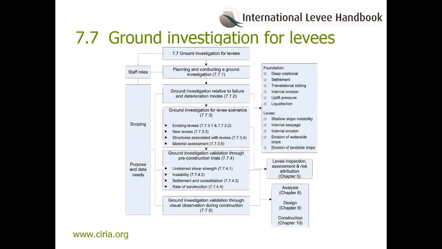Ground investigation for levees. The flowchart shows the areas covered by this section and their interactions both within the chapter and with other chapters. These include planning and conducting a GI, GI relative to failure and deterioration modes, GIs for different scenarios, such as condition assessment, improvement of existing levees, or designing and building new levees, GI validation through pre-construction trials, and GI through observation on site during construction.